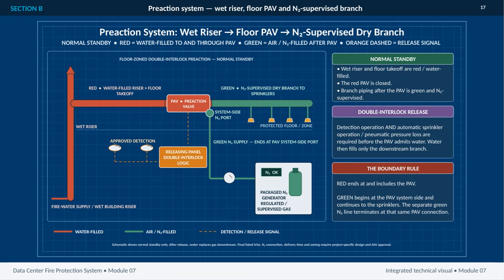This drawing shows normal standby only. After release, water replaces the gas downstream of the PAV. Final trim, nitrogen connection, delivery time, and zoning remain project-specific and require authority having jurisdiction approval.